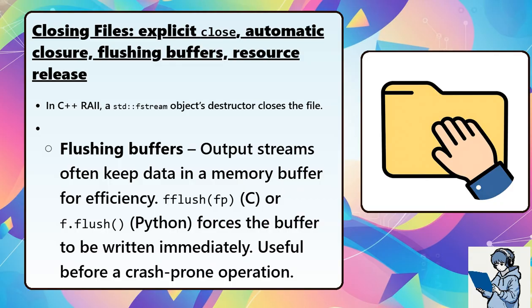Flushing buffers. Output streams often keep data in a memory buffer for efficiency. fflush(fp) in C or f.flush() in Python forces the buffer to be written immediately, useful before a crash-prone operation.